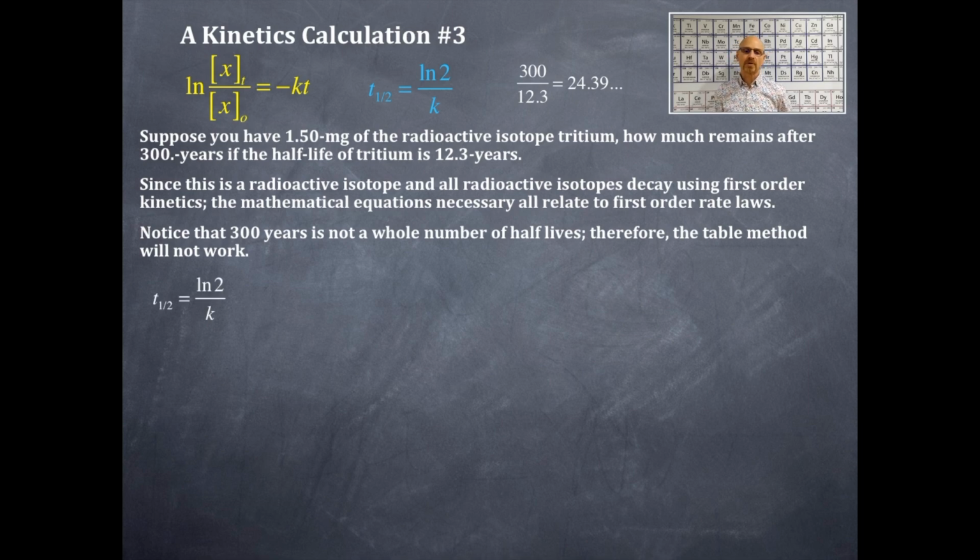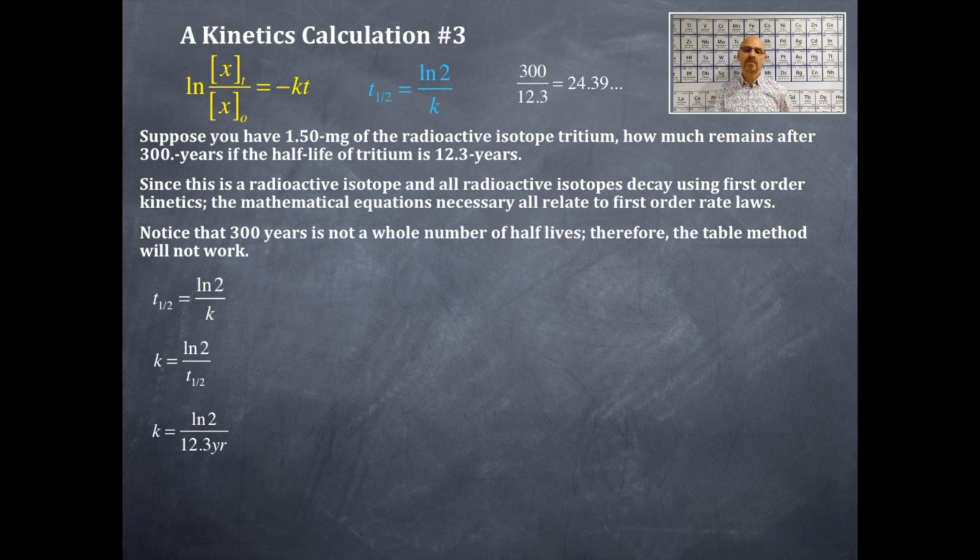So t of 1/2 is equal to natural log of 2 over k. This is the half-life equation for first-order kinetics. What information do we have? We have the half-life, so we need to solve for the rate constant, k. I've rearranged the half-life equation and solved for k. k is equal to natural log of 2 divided by t of 1/2. Now I plug in the half-life: k is equal to natural log of 2 divided by 12.3 years.